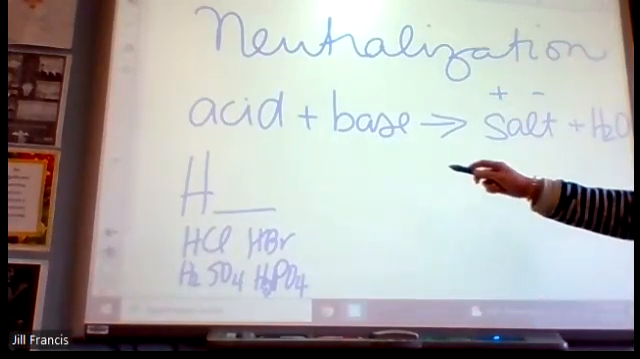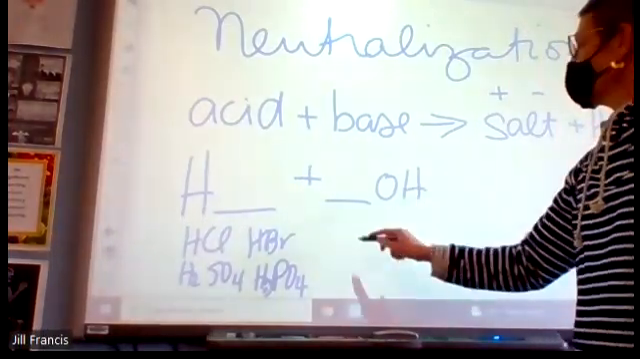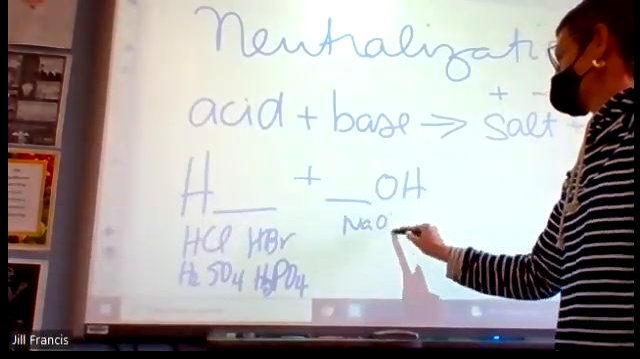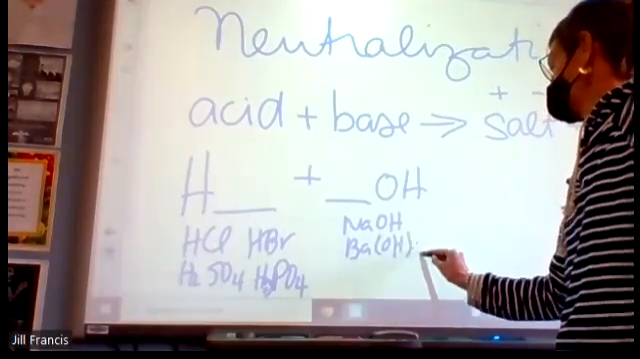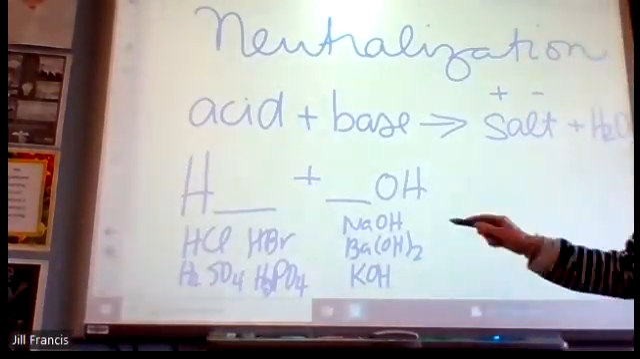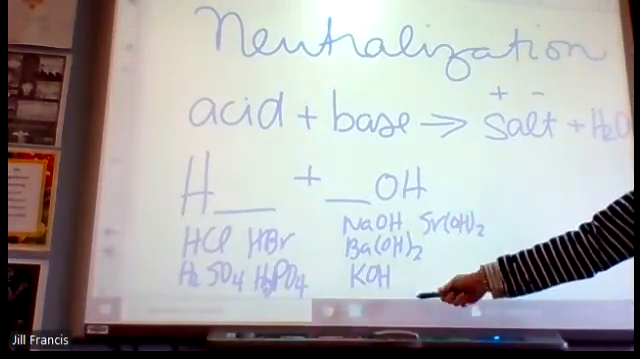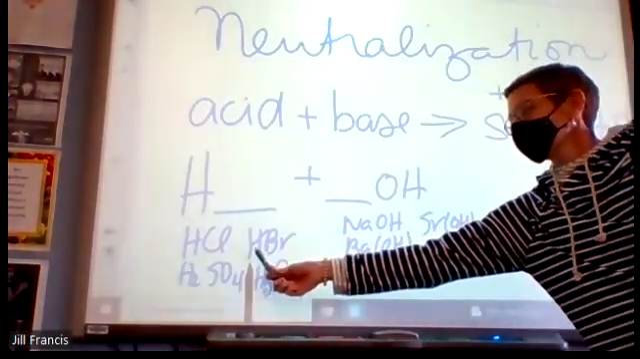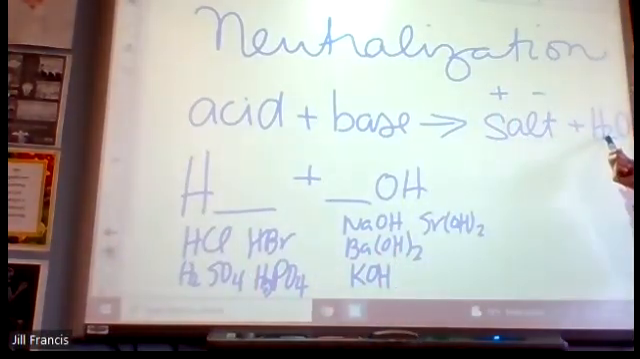Your bases then are always going to end in OH. So you might have NaOH. You might have Ba(OH)2. You might have KOH. Okay, there's lots. There's strontium hydroxide. There's a whole ton of them. But they all end in OH. So you're going to have something that starts with an H, something that ends in an OH. Well, that's where the water comes from.